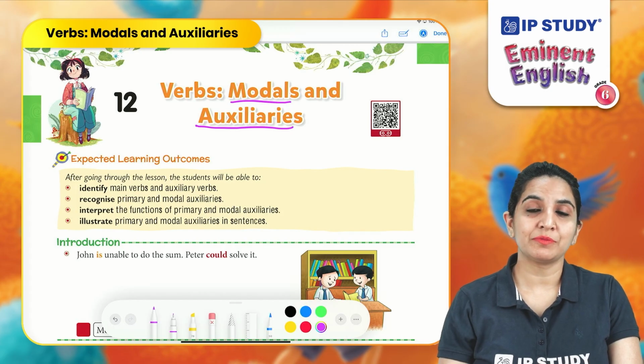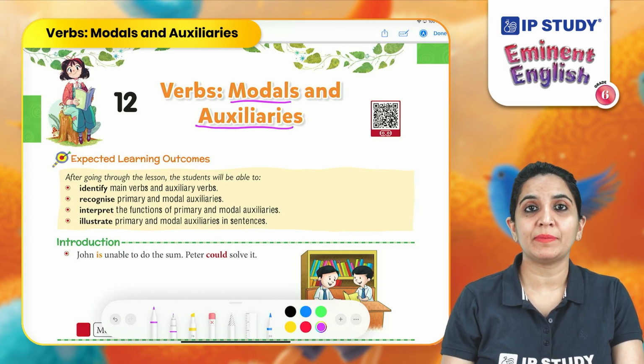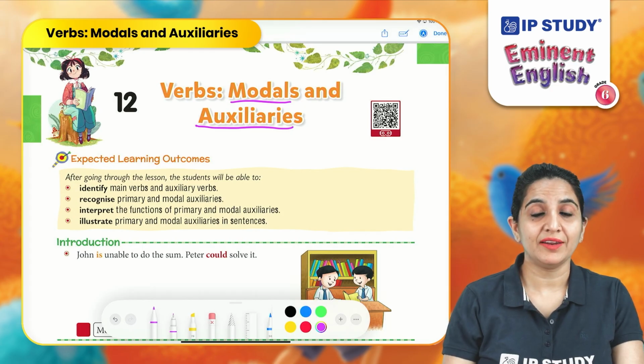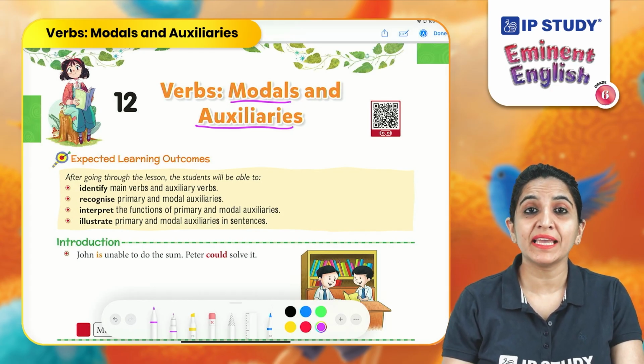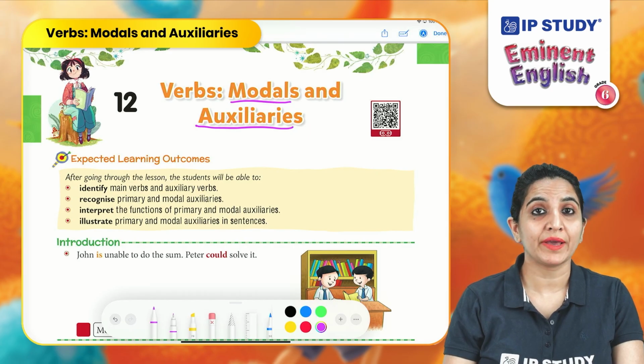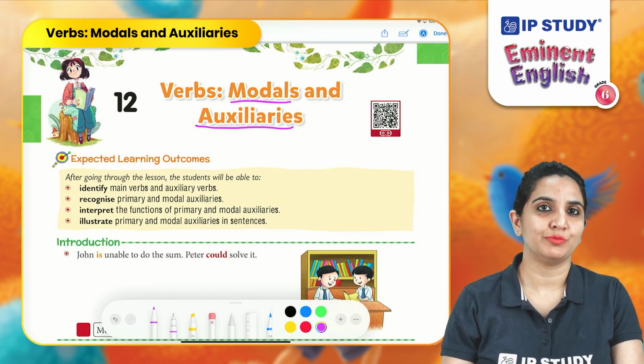Now in this chapter, we will discuss deeply about an auxiliary verb. What is an auxiliary verb? Well, an auxiliary verb is a helping verb. It helps the main verb to show voice, tense and mood.